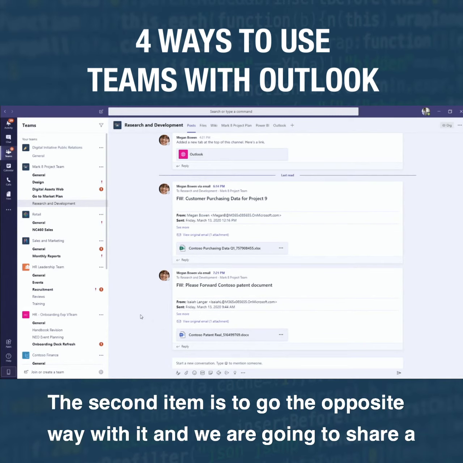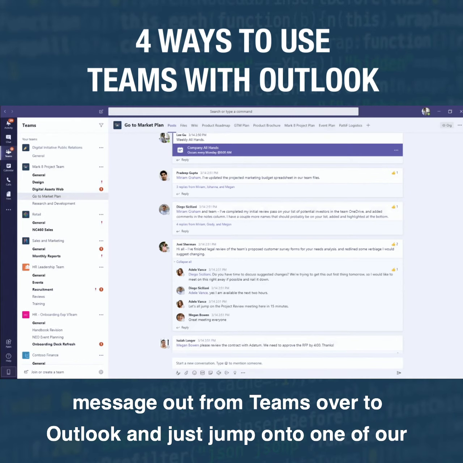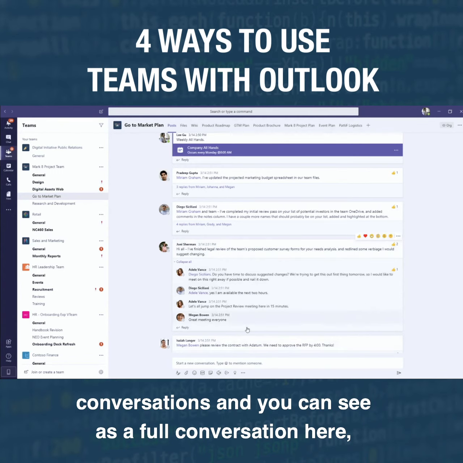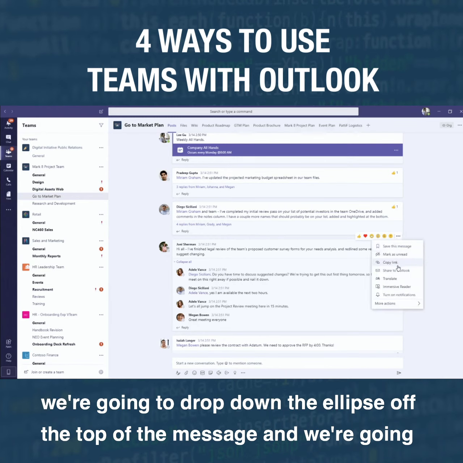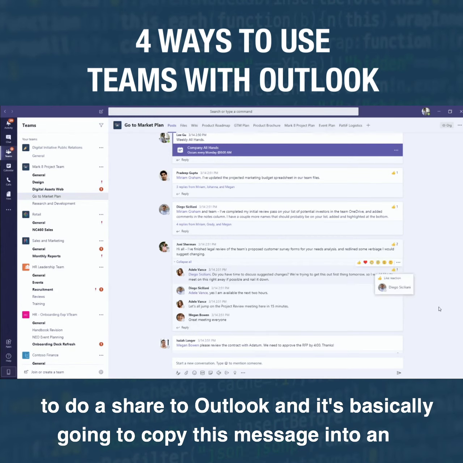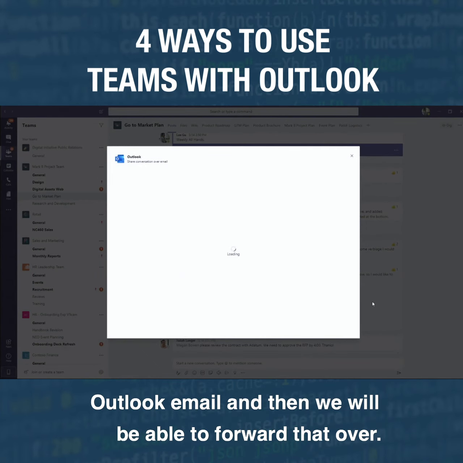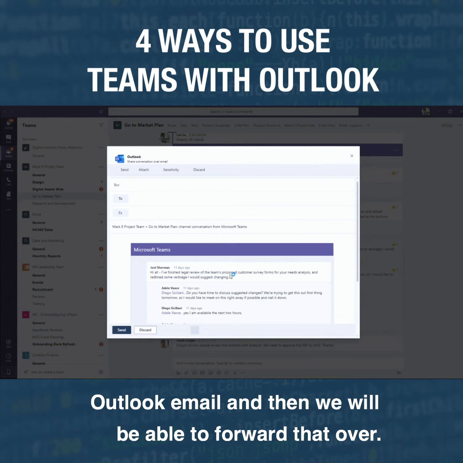The second item is to go the opposite way with it, and we're going to share a message from Teams over to Outlook. We're going to just jump onto one of our conversations, and you can see it has a full conversation here. We're going to drop down the ellipse off the top of the message, and we're going to do a share to Outlook, and it's basically going to copy this message into an Outlook email, and then we will be able to forward that over.